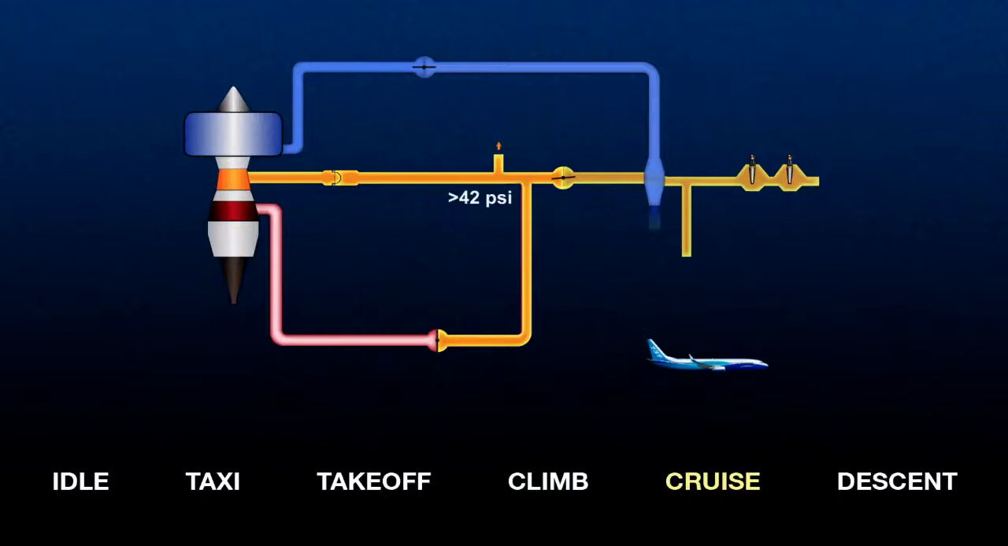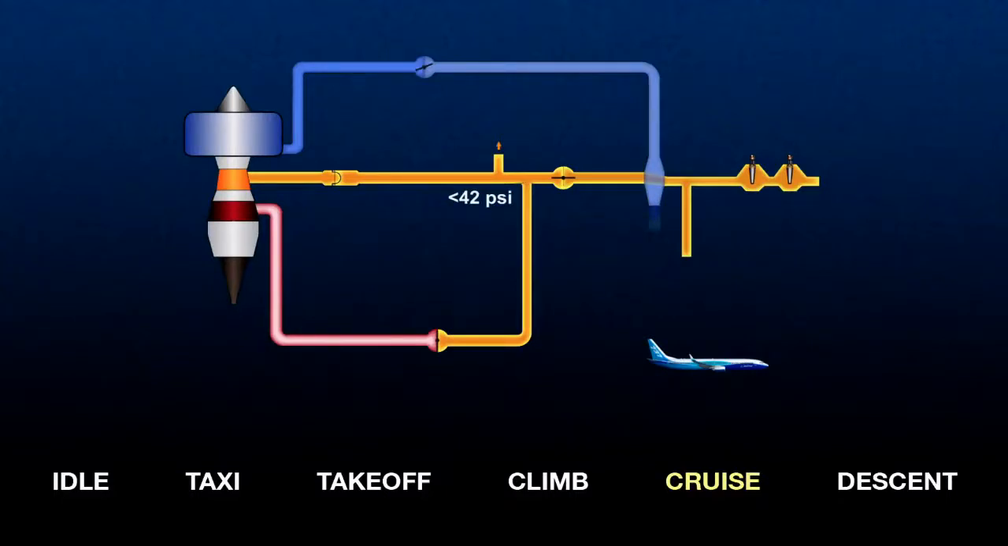During cruise, the pilots continually reduce throttle settings to maintain speed and altitude as the plane becomes lighter due to fuel burn. At some point, pressure may go below 42 psi. In this case, the PRSOV will be completely open. The PCCV will move towards the closed position as the temperature continues to decrease.